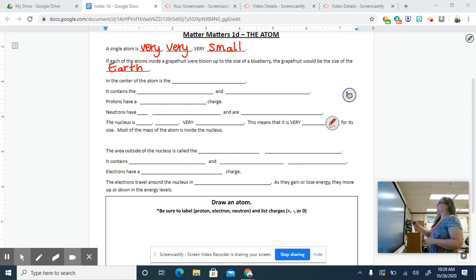In the center of the atom is the nucleus. And a student has popped in for some help, so I'll be right back.